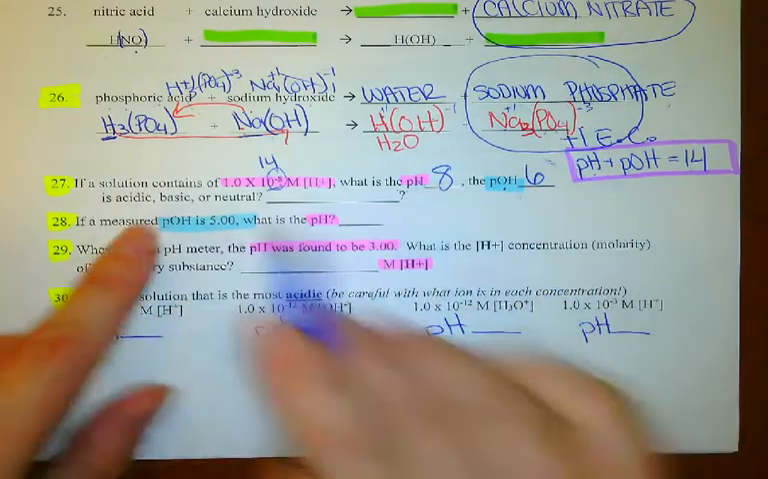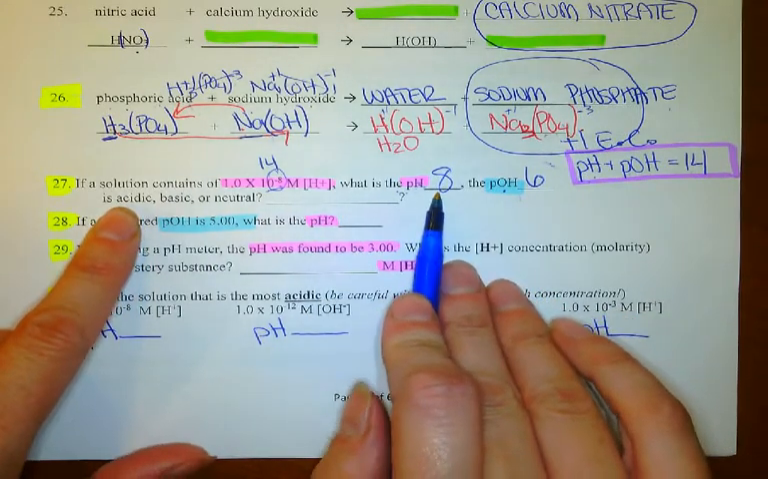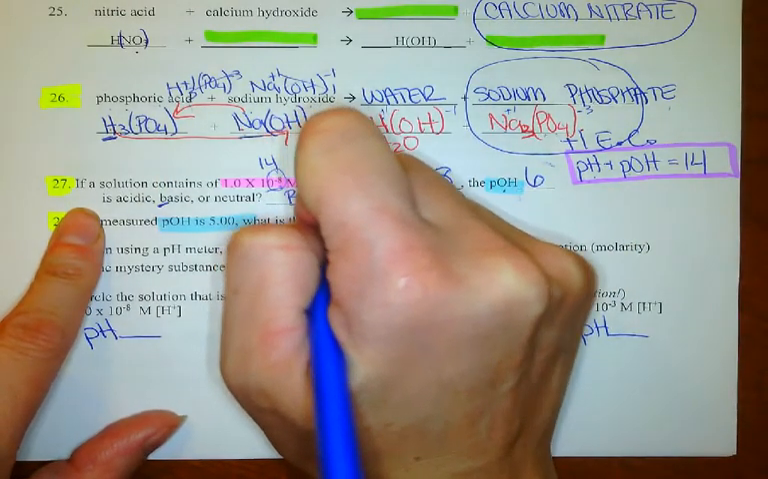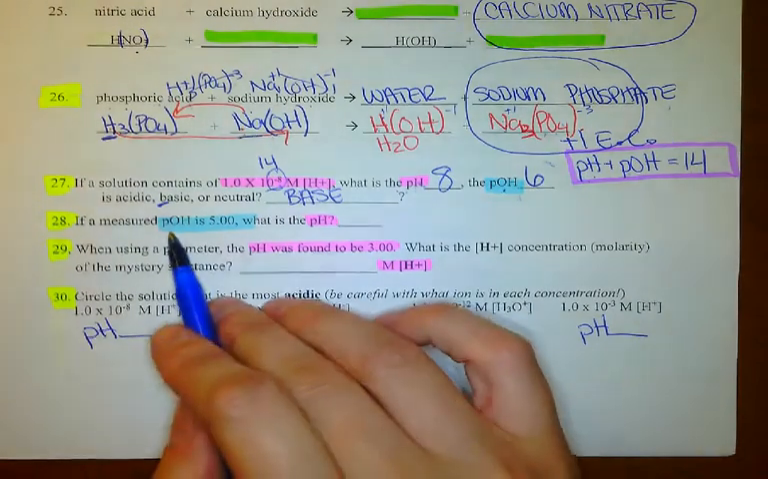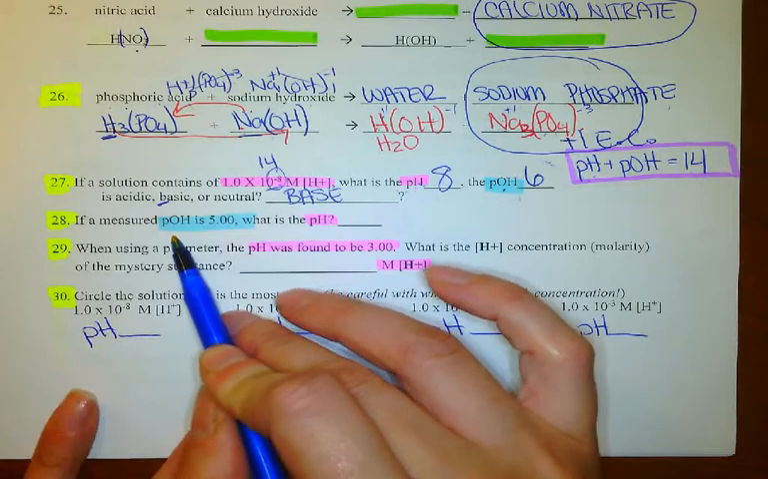So acidic, basic, or neutral, I need to look at my pH. If I'm over 7, if I'm big on the pH scale, then I am basic. Big is basic. So this would be slightly basic and be a base. If my pOH, that means my concentration of hydroxide, it's a base, is 5, what's the pH?